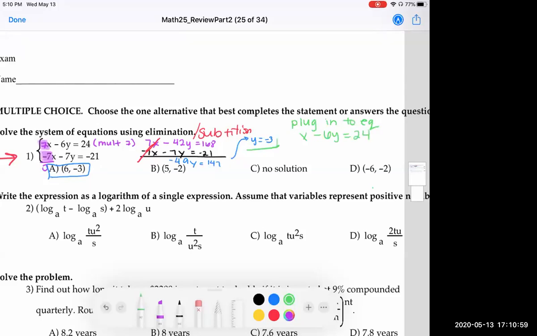Now we have that y is equal to negative 3. Let's plug that in. So I have x minus 6 times negative 3 equals 24. Negative 6 times negative 3 gives me positive 18. Let's rewrite our equation. We subtract 18 from both sides. We have x is equal to 6. So my answer is the coordinate point (6, -3), which is what we boxed. We knew that was going to be our answer already.